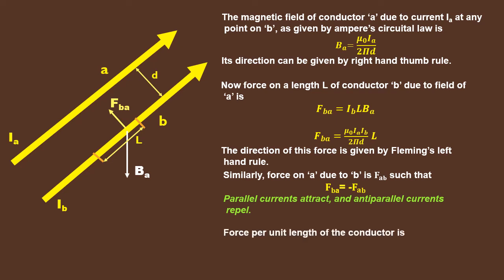Now, we can also find the force per unit length of this conductor. The force that we have determined, this expression, was for length L. Now, easily by dividing this expression by L, we can find the force per unit length. So just L gets cancelled, and this force per unit length is represented by small f BA, and similarly small f AB can also be determined. So this is the force per unit length.